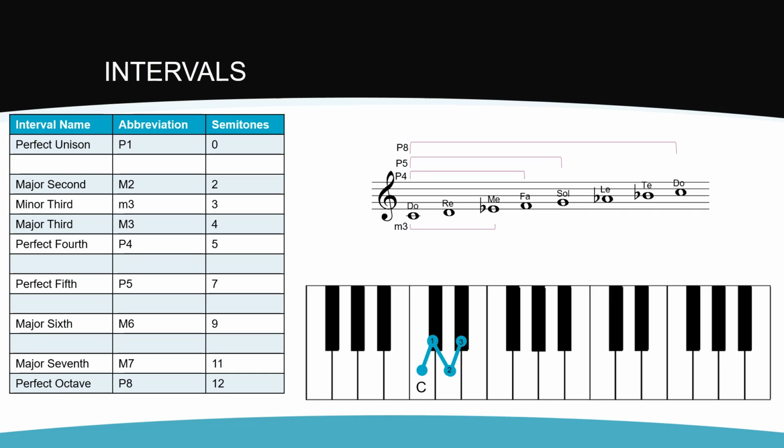We identify the interval from do to lay as a minor sixth. There are 6 pitches contained in the interval and 8 semitones. We identify the interval between do and te as a minor seventh. There are 7 pitches contained in the interval and 10 semitones.